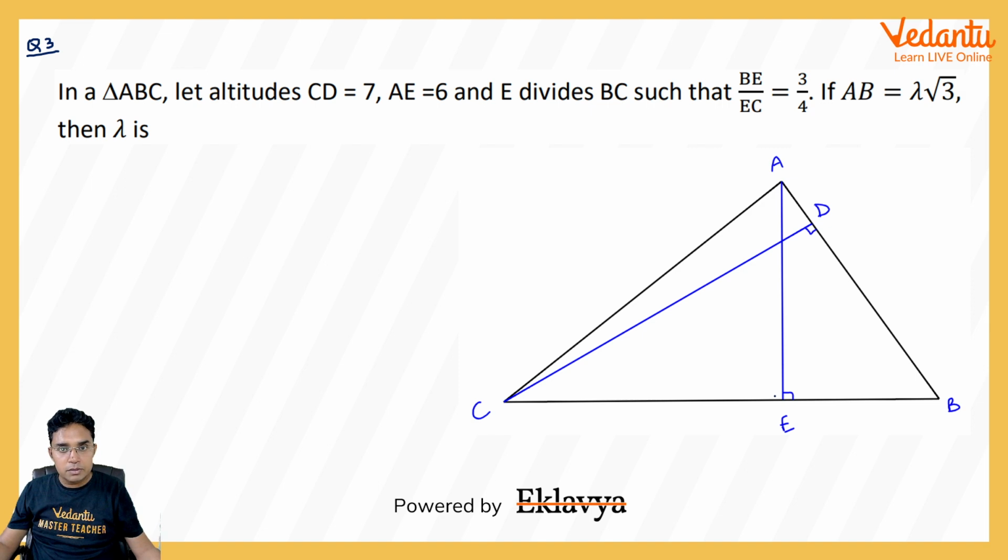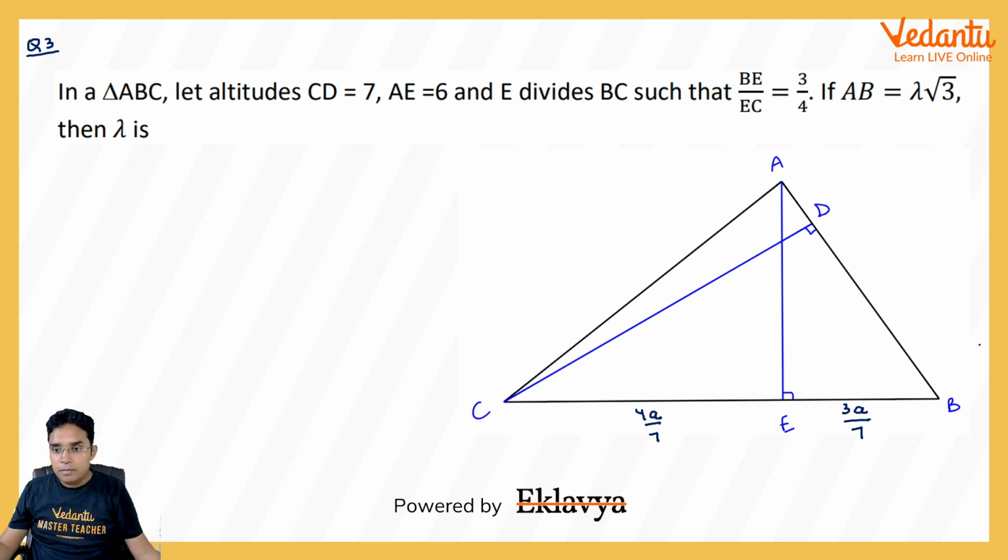E divides BC such that the ratio BE to EC is 3:4. So first I would like to write EB as, because opposite to A, this complete BC is A. So I can write this as 3A/7, and here I can write this as 4A/7. And AB is equal to lambda root 3. We have to find what lambda is. Maybe some integer or numeric answer it will be.